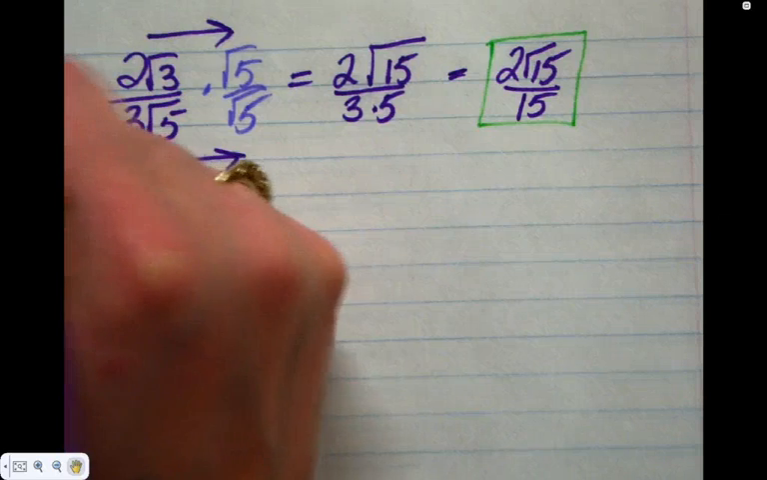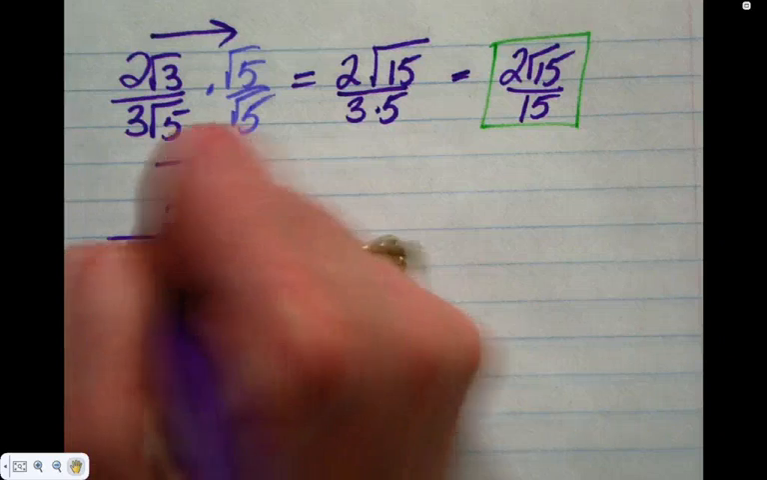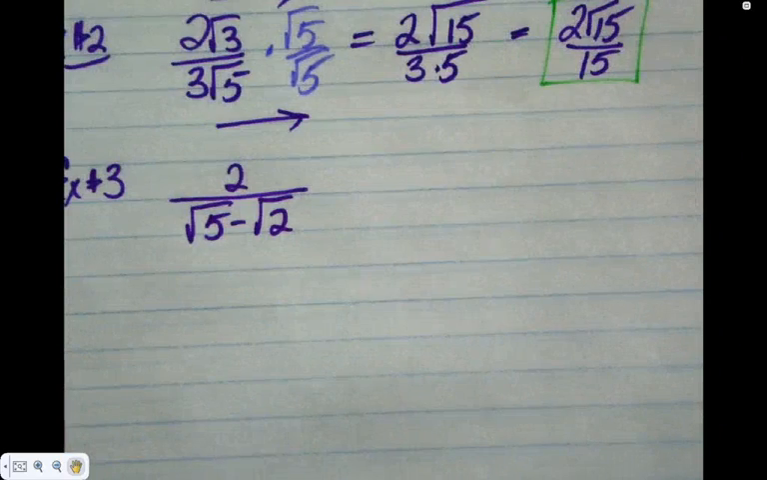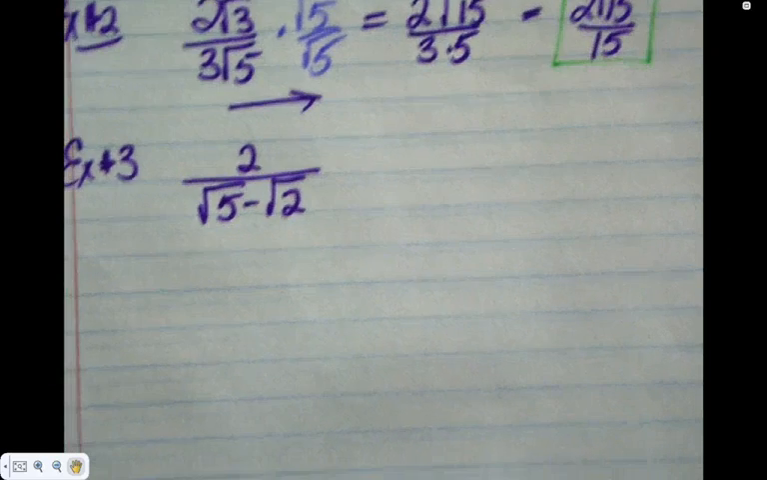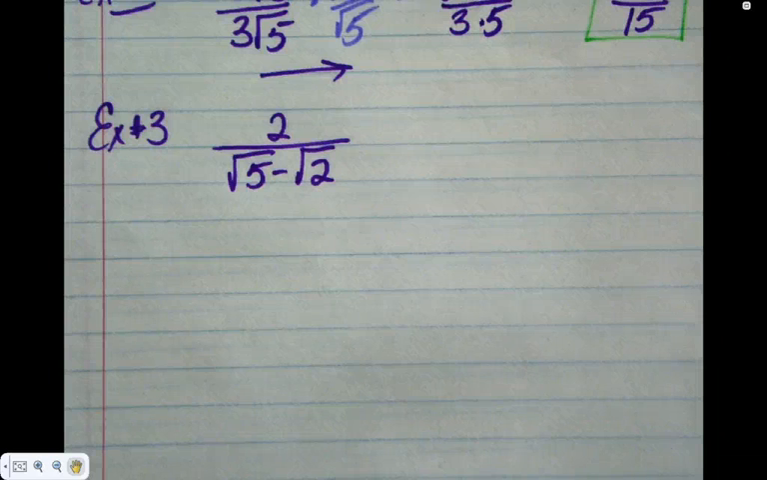Let's look at example number 3. Oh, this one offends me greatly. There's 2 roots down there. I can deal with it. It's okay. It's a little OCD, but I can deal. Now the problem here is, what do I multiply by?